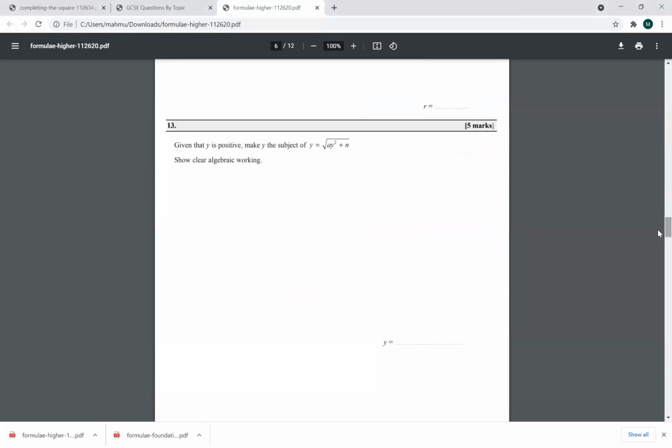Okay, so let's look at this. Given that y is positive, make y the subject of y squared. So you've got this y squared. They want all the y's on one side and everything else on the other side. So this is the advanced one. This is hard. It's not easy. How will you put the y's on one side and everything else on another side? How will you do this?